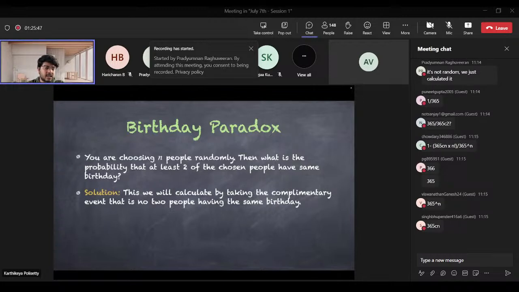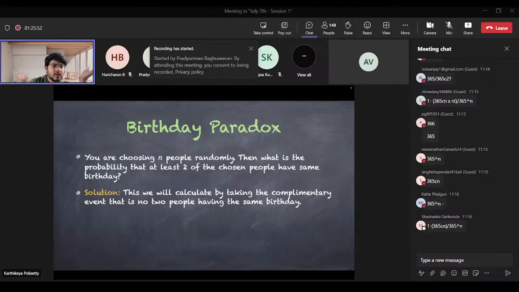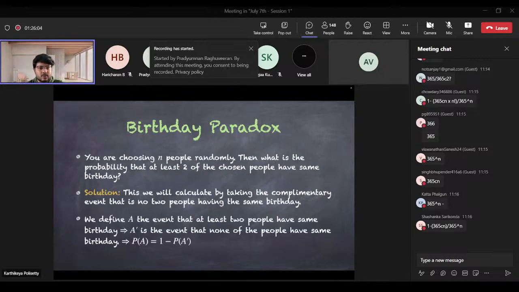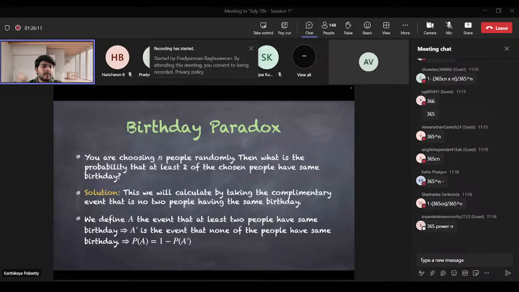So this kind of problem is solved by using the complement. Like we have seen, P of A plus P of A complement is equal to 1. So if you want to calculate P of A, we can calculate P of A complement and then subtract. So we define A as the event that at least two people have the same birthday, which implies A complement is that no two people have the same birthday, which implies P of A equals 1 minus P of A complement.